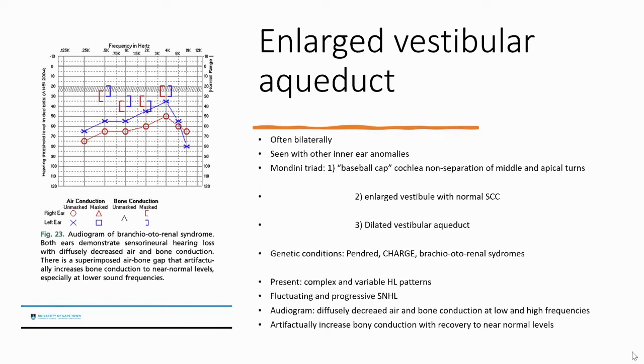And the thing about them that's a little bit different to the others is that they can present with very complex and very variable hearing loss patterns. So this is the group that gets fluctuating and progressive sensorineural hearing loss. On the audiogram, you might have diffusely decreased air and bone conduction at low and high frequencies. But actually, artifactually, there's an increased bone conduction with almost recovery to near normal levels with regards to bone conduction. So maybe this audiogram is a little bit different to some of the other subtypes we've spoken about.